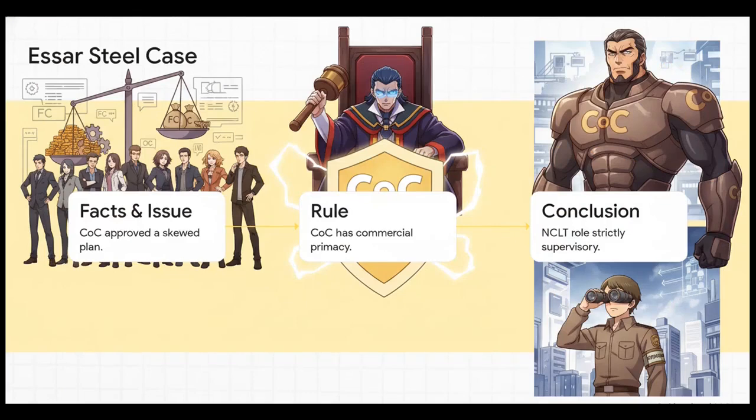The Supreme Court delivered its ruling in the landmark 2020 case of Essar Steel with absolute finality. The facts: the COC approved a resolution plan that paid the financial creditors really well but treated the operational creditors extremely poorly. The rule: the Supreme Court hammered home that the Committee of Creditors has absolute commercial primacy. The conclusion: the NCLT's role is strictly supervisory. The courts cannot and they will not second-guess the commercial wisdom of the financial creditors. The COC is the supreme commander of the resolution plan, period.